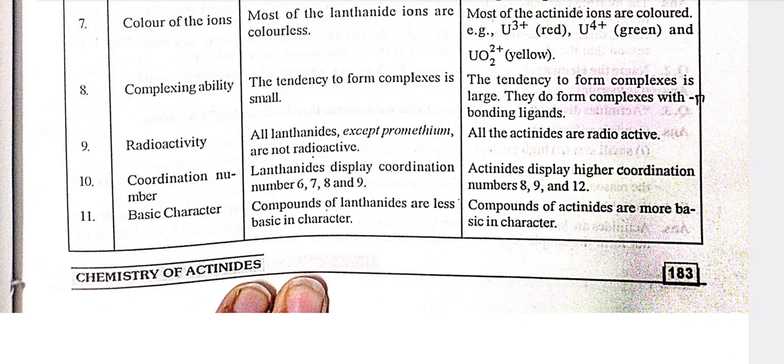Complex formation and stability. In lanthanides, the tendency to form complexes is small. In actinides, the tendency to form complexes is large. They do form complexes with bonding ligands. Radioactivity. All lanthanides except promethium are not radioactive. All actinides are radioactive. Coordination number. Lanthanides display coordination numbers 6, 7, 8, and 9. Actinides display higher coordination numbers 8, 9, and 12.